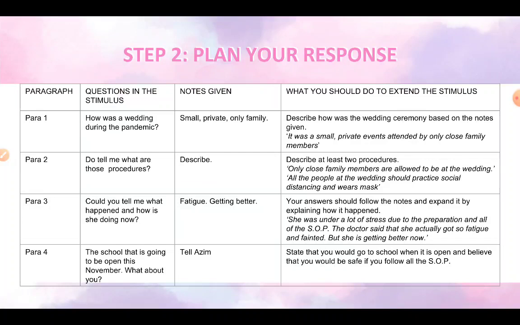Let's go to the final question, which is question 4 on paragraph 4. Azim asked, the school that is going to be open this November, what do you think about it? Okay, the note said that you have to tell Azim how you feel. State that you would go to school when it is open and believe that you would be safe if you follow all the SOP. And if you think that you would not go to school, state that you would not go and why you think that you should not go to school when the school is open.